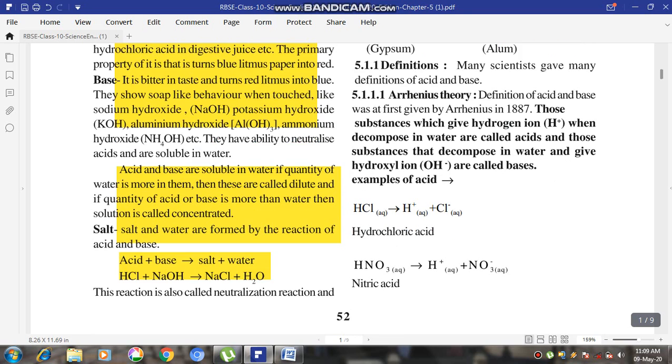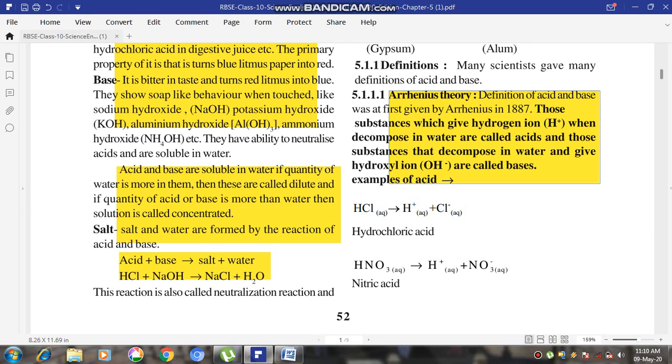So there are definitions of acid and base given by different scientists. The first definition is given by the Arrhenius theory. It was given by Arrhenius in 1887. It stated that those substances which give hydrogen ion, or H plus ion, when dissolved in water are called acids, and those substances that dissolve in water and give hydroxyl ion are known as bases. Those which give H plus ion are acid, and those which give OH minus ion are base.